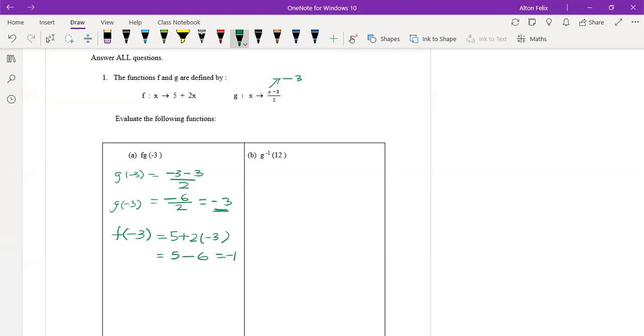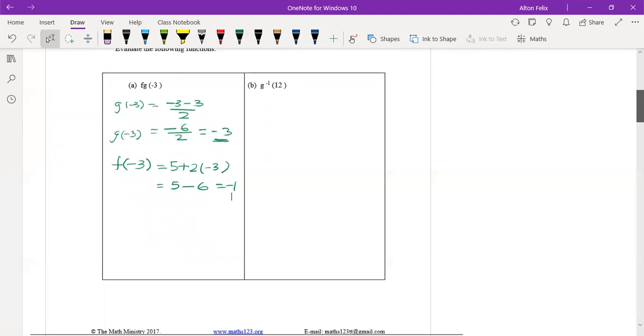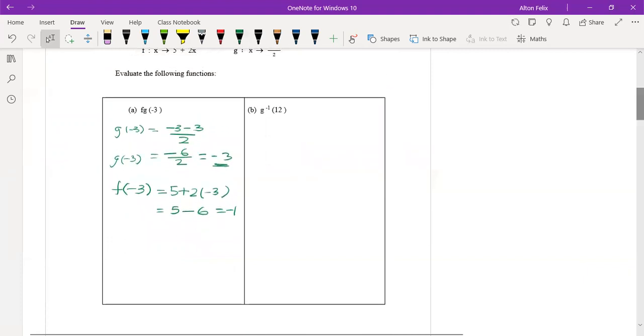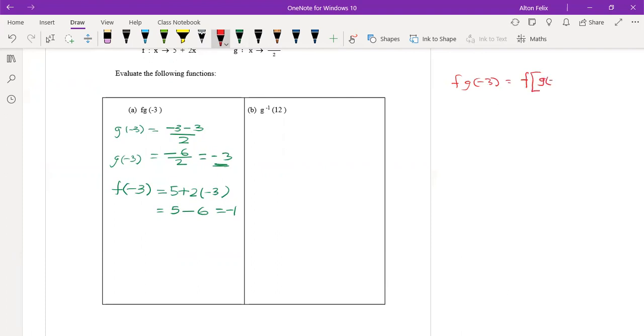So it's something useful. It's usually much faster than the other method where we go about finding first the entire function fg of x. So just as a side note, remember, once you are given these composite functions, for example, fg of -3, how this works is that you are actually asked to find fg of -3. So this is how we did it.